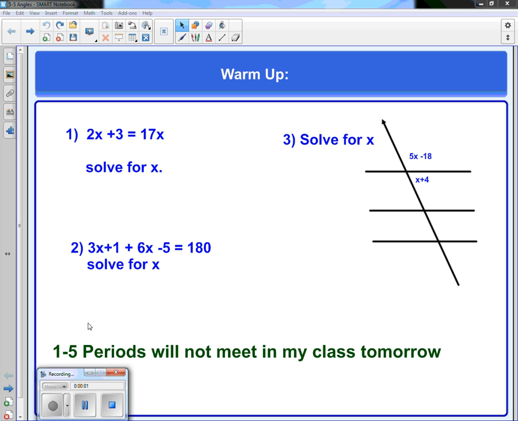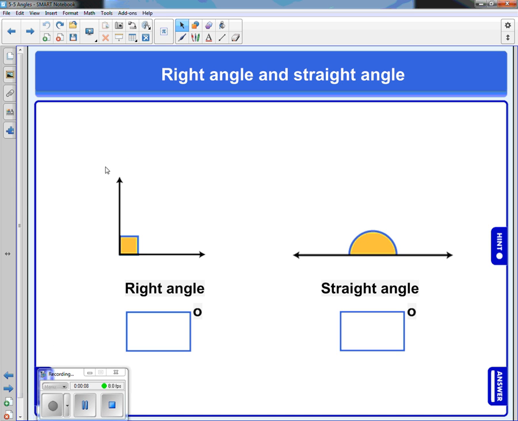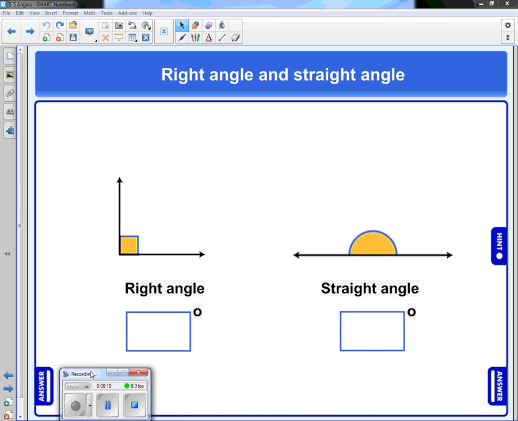Okay, let's go ahead and discuss right angles and straight angles. Who can tell me something about both of those? Yes, Angus. Right angle is 90 degrees, the straight is 180. Okay, so if you put two right angles together, what do you get?